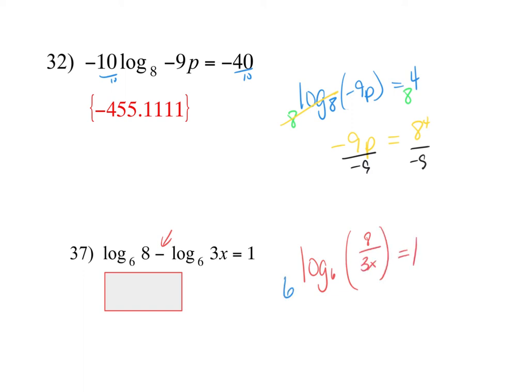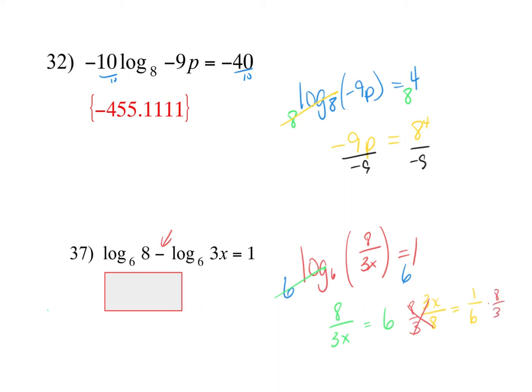Now I can do a 6 here and cancel that guy out. I have 8 over 3x equals 6 to the first power, which is just 6. And now I can solve. Remember, if what you're solving for is on bottom, you can actually just flip both sides. I feel like it's the easiest way to do it. So you can flip this side to 3x over 8, flip this side to 1 over 6. And now you can just really multiply both sides by 8/3, right?